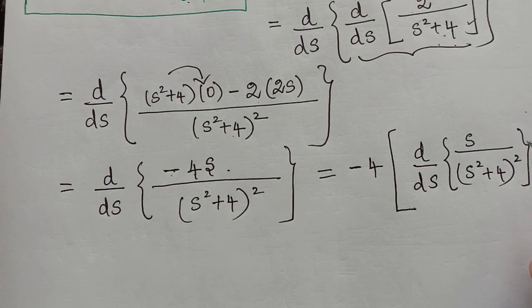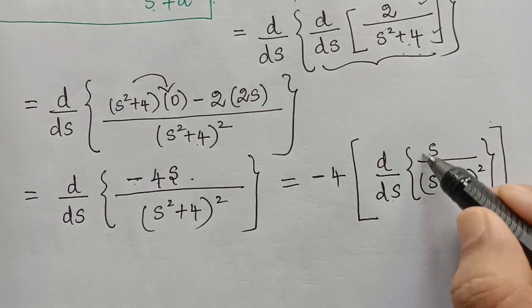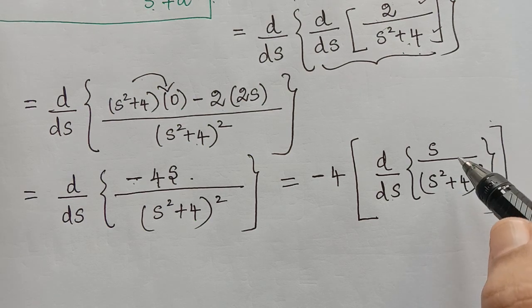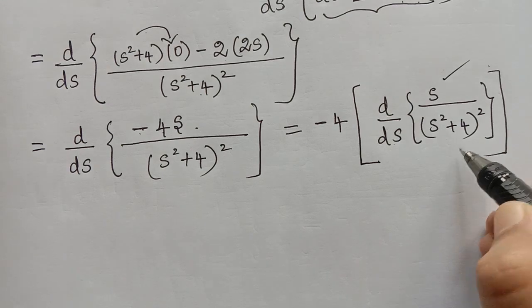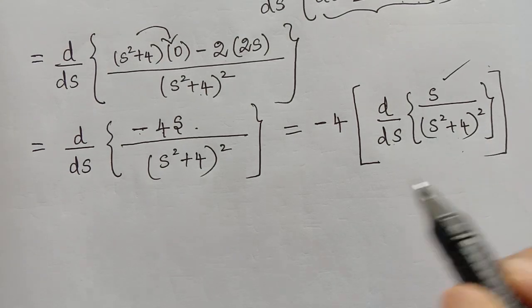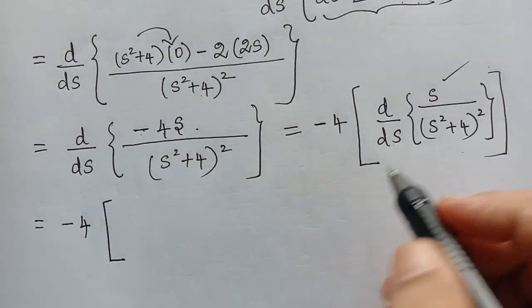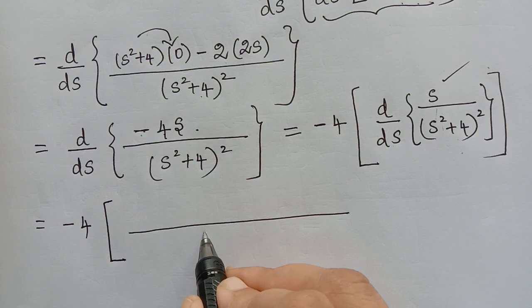Now we have to differentiate this again with respect to s. Whatever is inside the bracket, we have to differentiate with respect to s. So again we will use the u by v rule, where u will be s and v will be s square plus 4 the whole square. So it will be negative 4 multiplied with the differentiation of this, and in the denominator we have v square.